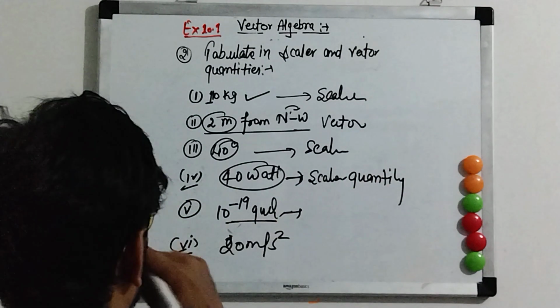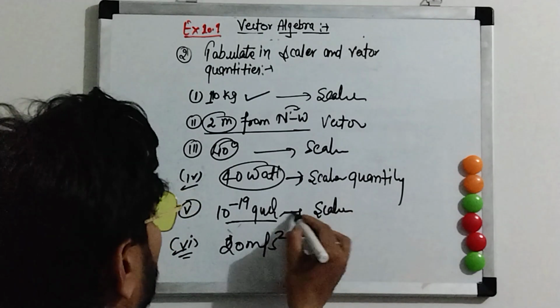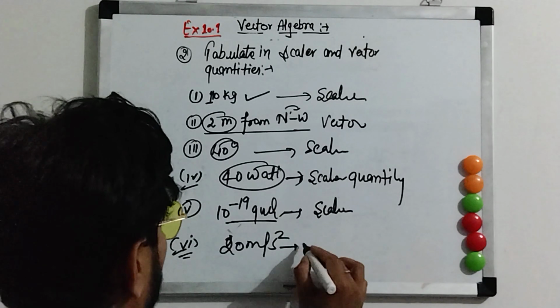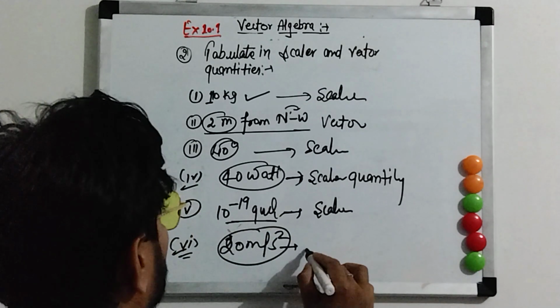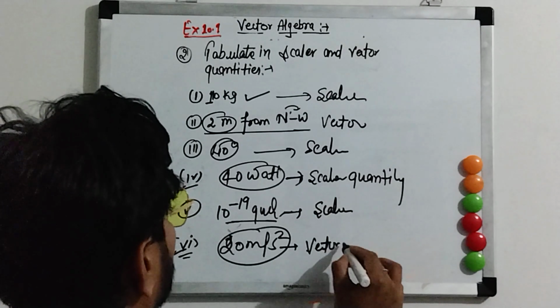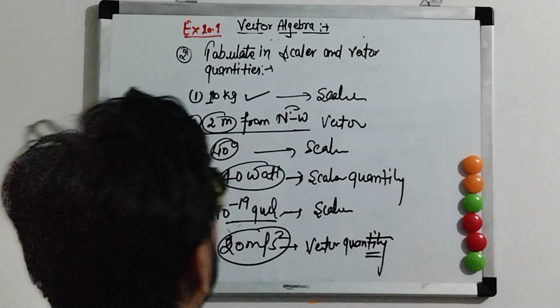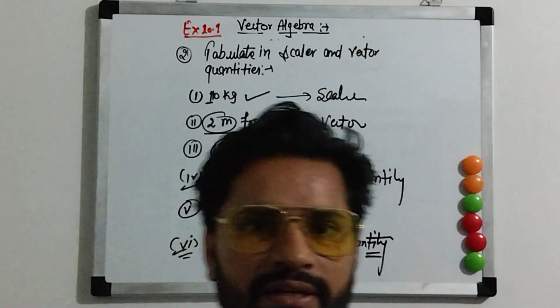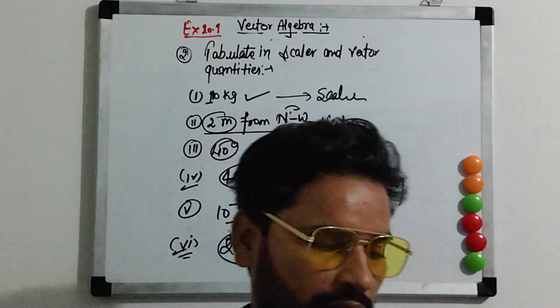10 to the power minus 19 coulomb, this is also a scalar quantity because there is no fixed direction. 20 meter per second square is the unit of acceleration. Acceleration is a vector quantity. Okay, in this way we are able to tabulate the scalar quantities and the vector quantities. Have you understood? Okay, now let us start.